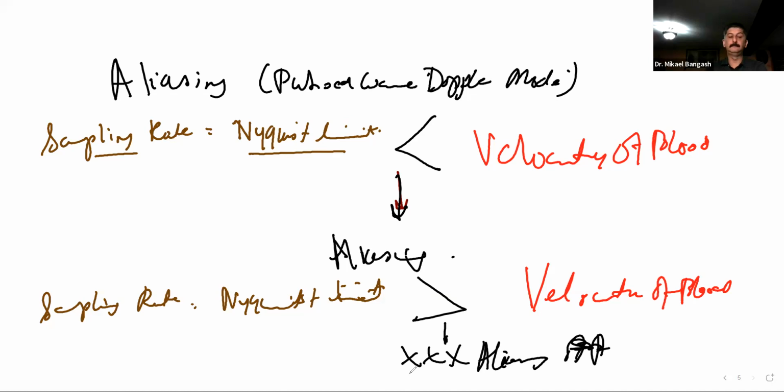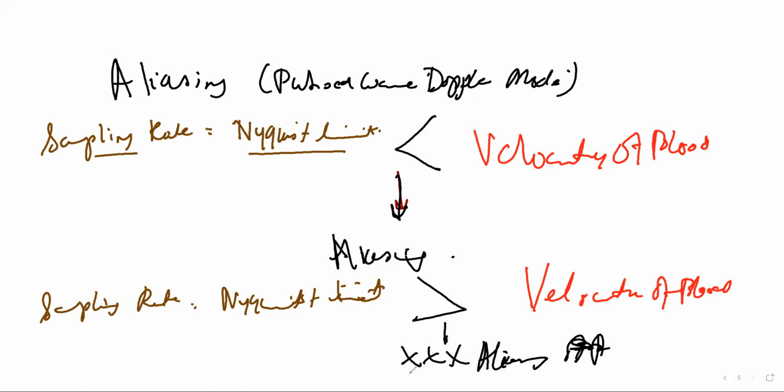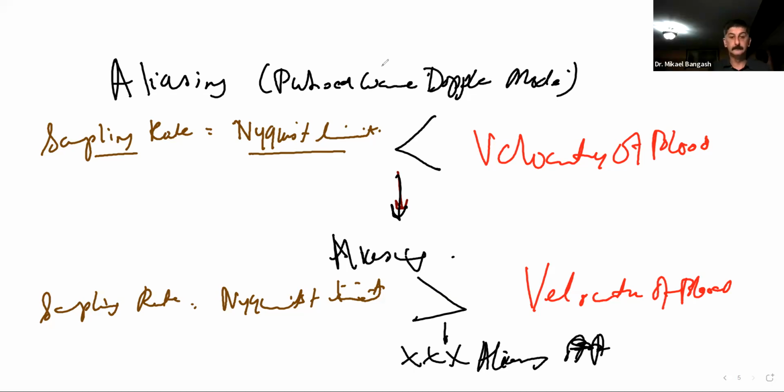Did you guys get that? No, can you go over it one more time, please? It's written that if your sampling rate and Nyquist limit is greater than the velocity of blood, that is maybe one of the ways by which you get rid of aliasing. Okay, thank you.